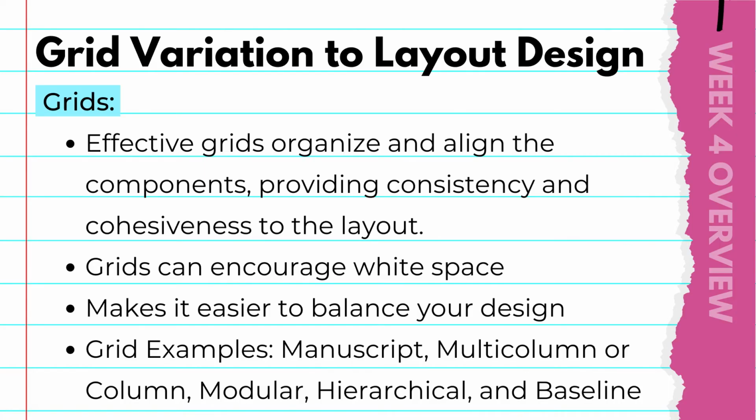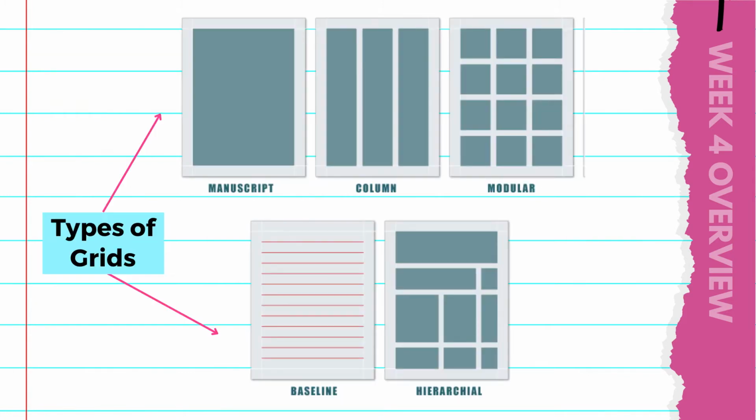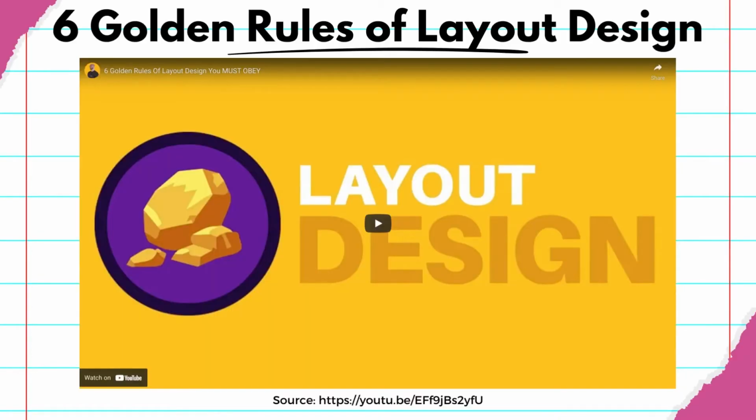So let's move on to grid variation in regards to your layout design. Grids. Effective grids organize and align the components, providing consistency and cohesiveness to the layout. Grids encourage white space and makes it easier to balance your design. So let's view some examples of grids as well as 6 golden rules of layout design in this next video.